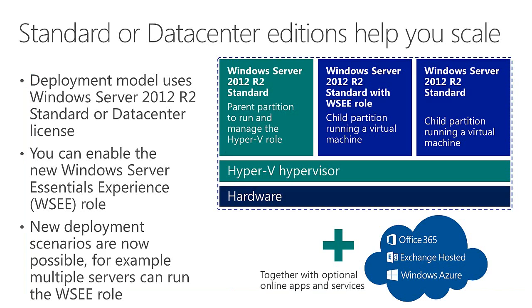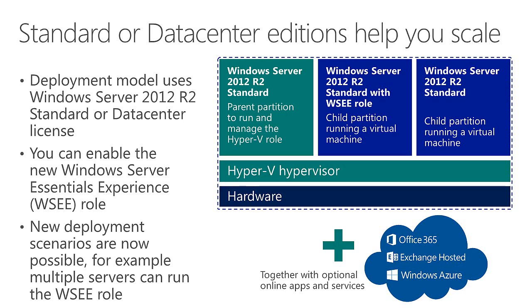So then looking more closely at installing this with a standard edition, and that really would help you scale again beyond the 25 user limit of the Essentials edition. And again, looking at our architectural diagram, it looks exactly the same. We've got the parent partition that's being used to run and manage the Hyper-V role. Nothing else is running in that parent partition, and we have that, of course, sitting on top of the Hyper-V hypervisor layer, which sits on top of the hardware layer.